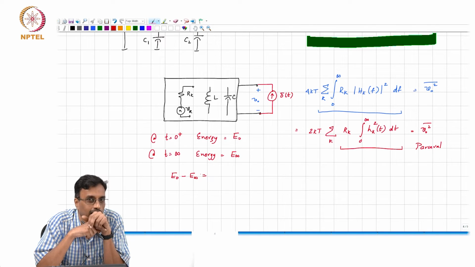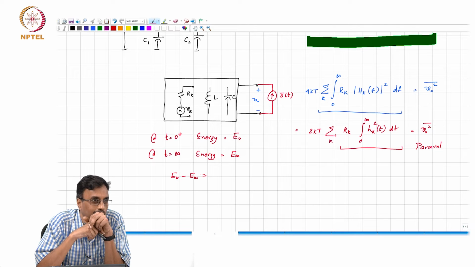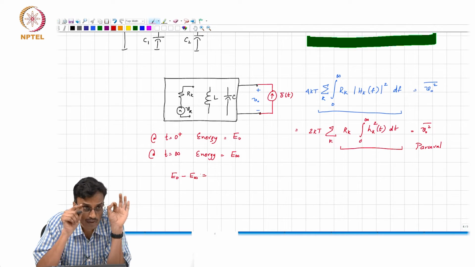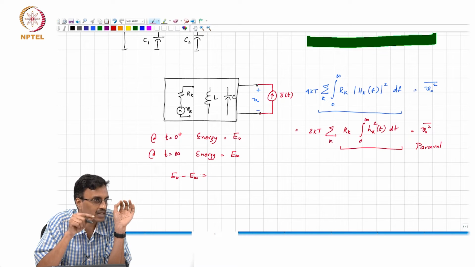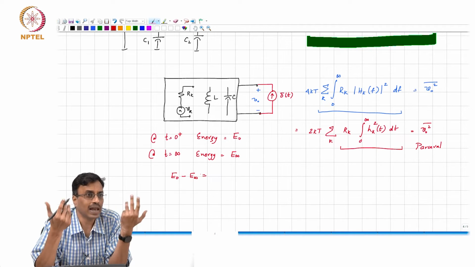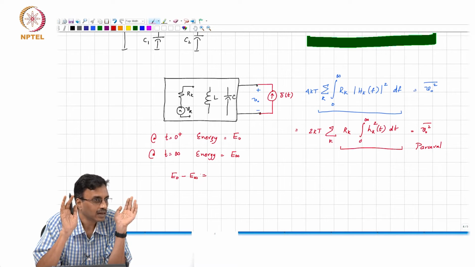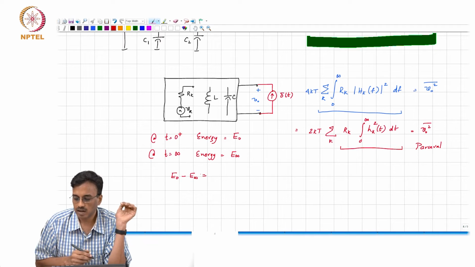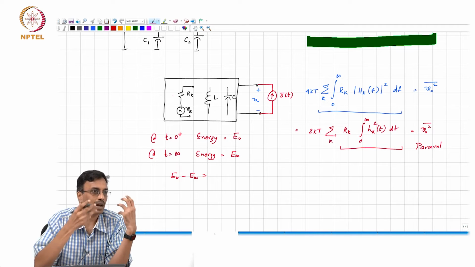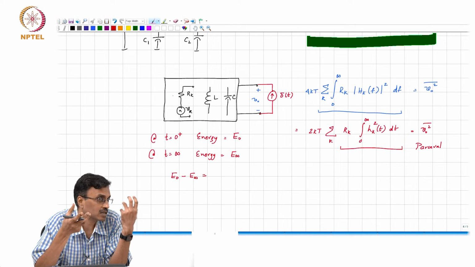What next do we have? E0 minus E infinity, which is a positive number, right? Which has got dimensions of energy, right? Must all have been dissipated in the resistors, correct? And what comment can we make about the energy dissipated in the resistors?